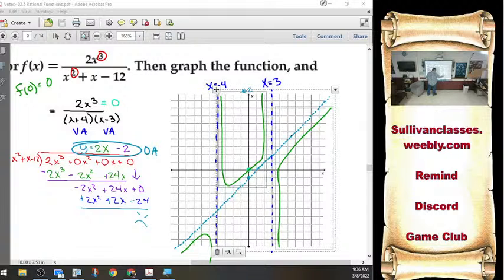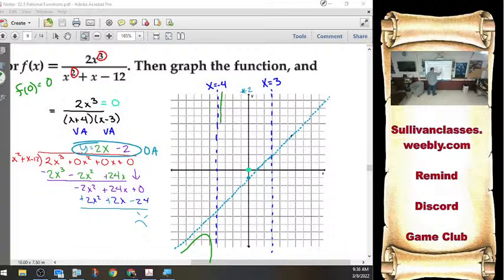Or what if it instead does one of these numbers and happens to go through that oblique asymptote? Grab the calculator and double check. Go find some more points.